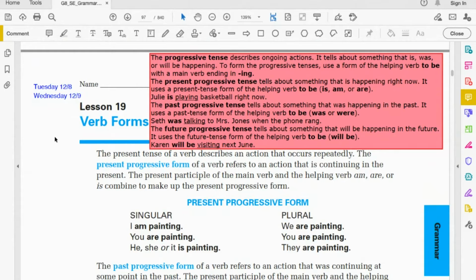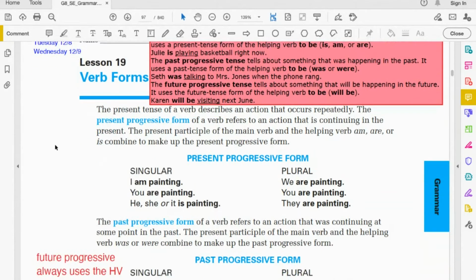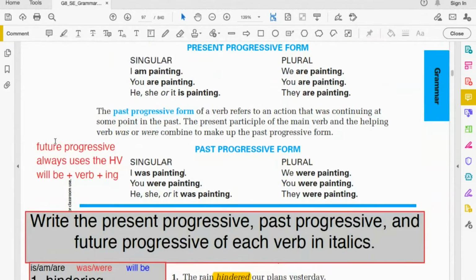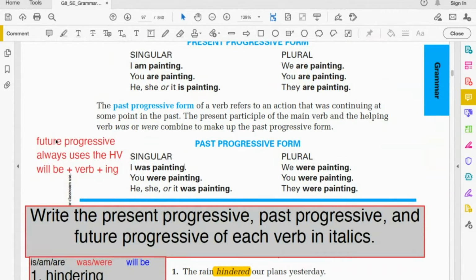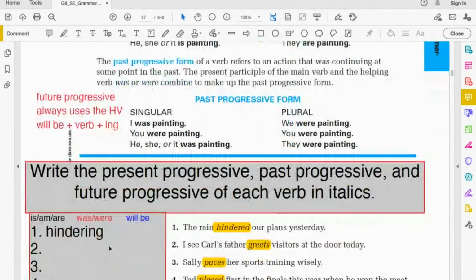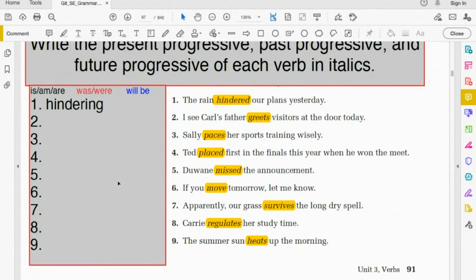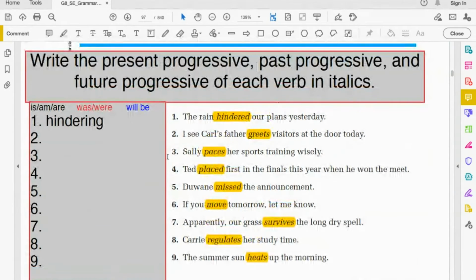So taking these three forms brings us to a chart that I've decided to make on my paper, and it's a chart that you may want to make on your paper too. I've just made a box over the top, and you may just care to write your answers over the top of the lines that are on your paper. Instead of following the directions there, which are kind of confusing, we're going to practice forming all three progressive forms from the verb that's in italics in the sentence.